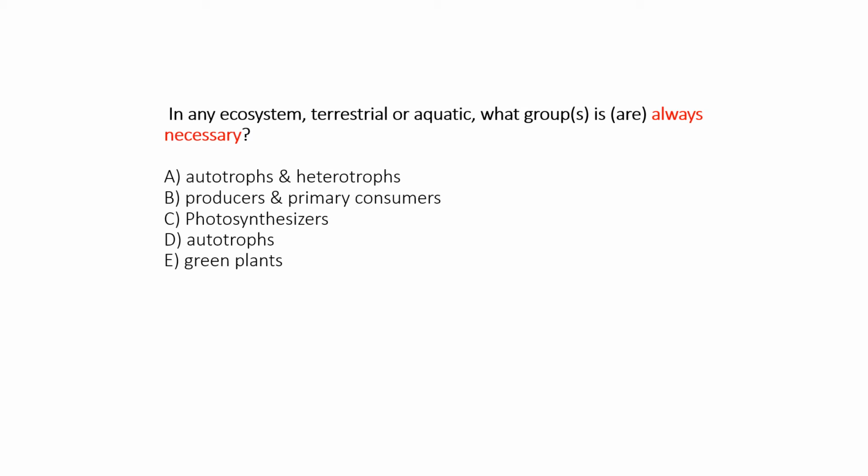So now I'm going to answer some of the extra questions that we solved in class. This one is relatively easy. In any ecosystem, terrestrial or aquatic, what is or are always necessary? Very easy. Autotrophs are the ones that are always necessary because they support all the food chain.